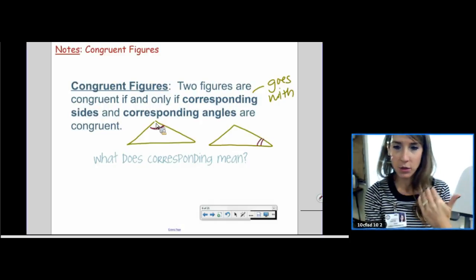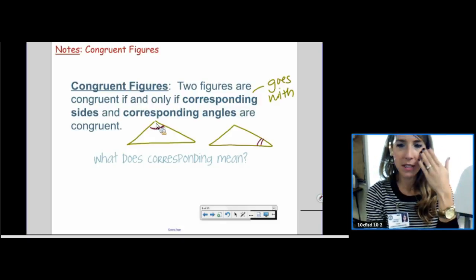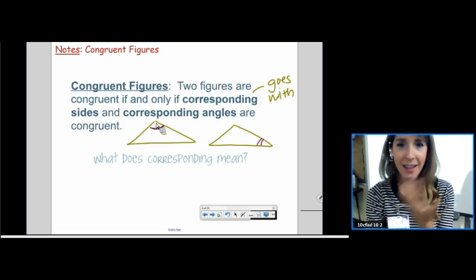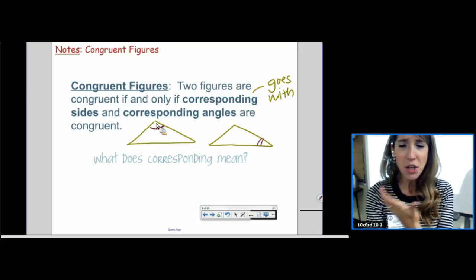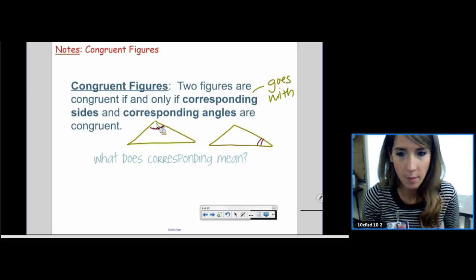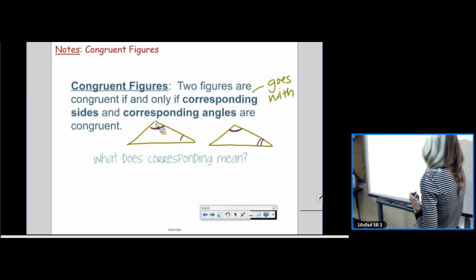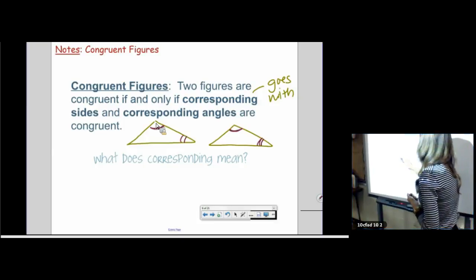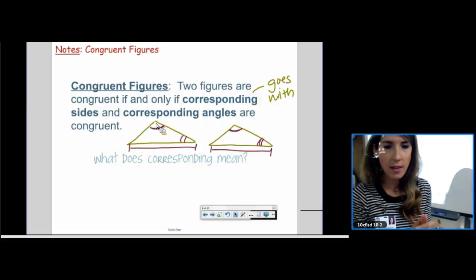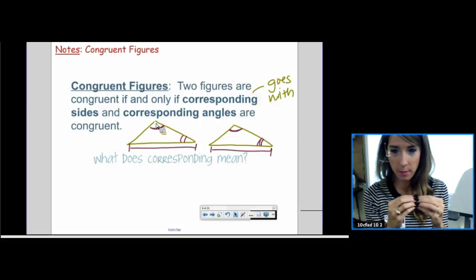If you had two identical twins next to each other and you were determining if they were twins or not, you wouldn't compare someone's eye color to the other guy's hair color. You would compare eyes to eyes, hair to hair, height to height, right? You wouldn't compare someone's height to the other person's weight. Those wouldn't be corresponding parts. So corresponding just means compare this angle to this angle, compare this one to this one, compare the length of this side to the length of this side, so that you're ensuring that the figures are congruent. That's what corresponding means. It means match them up.